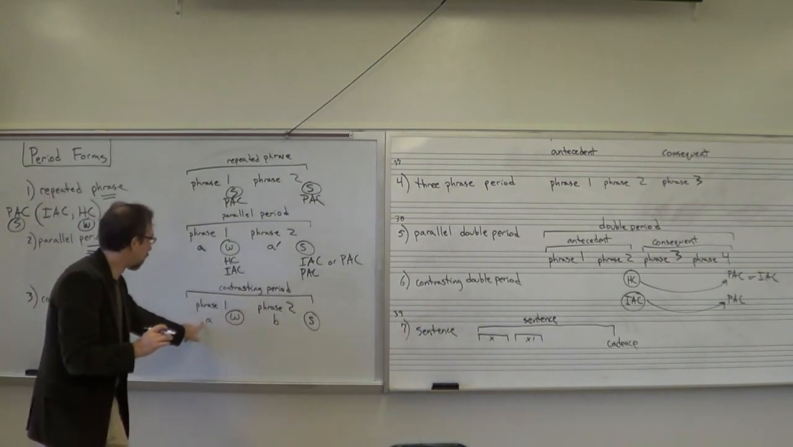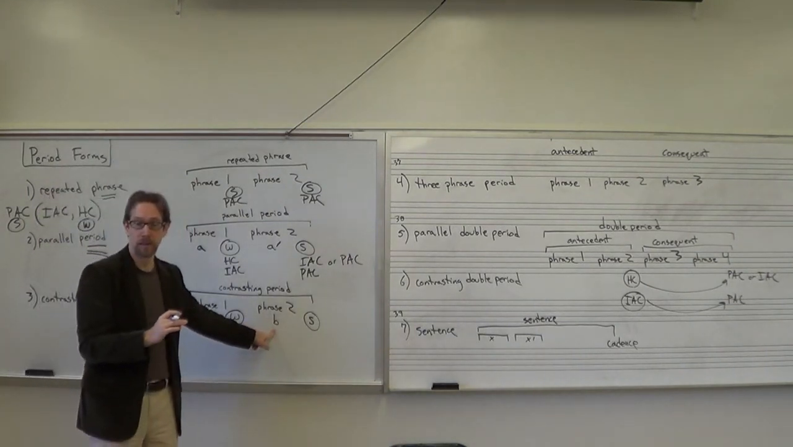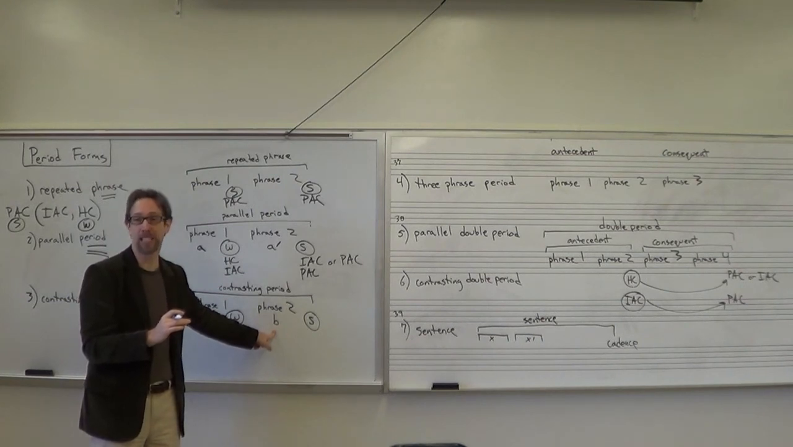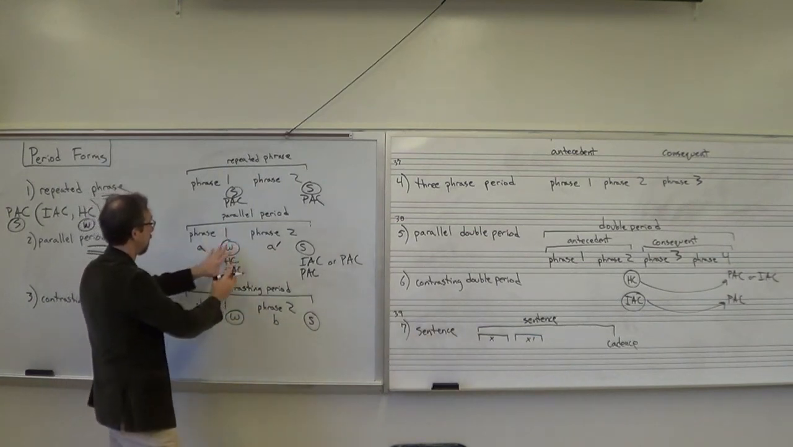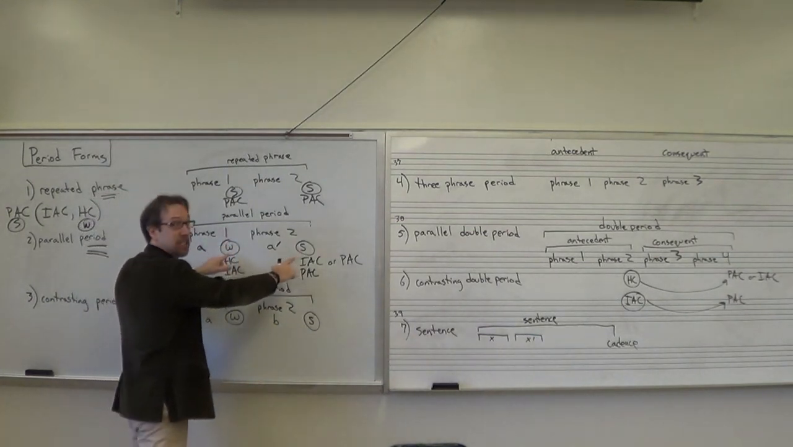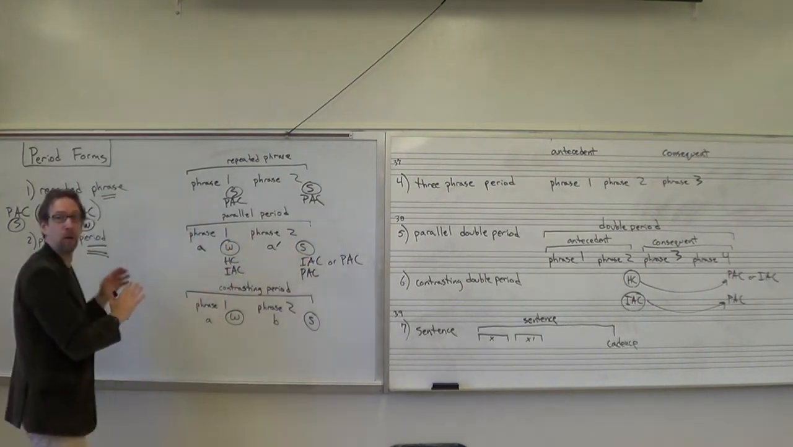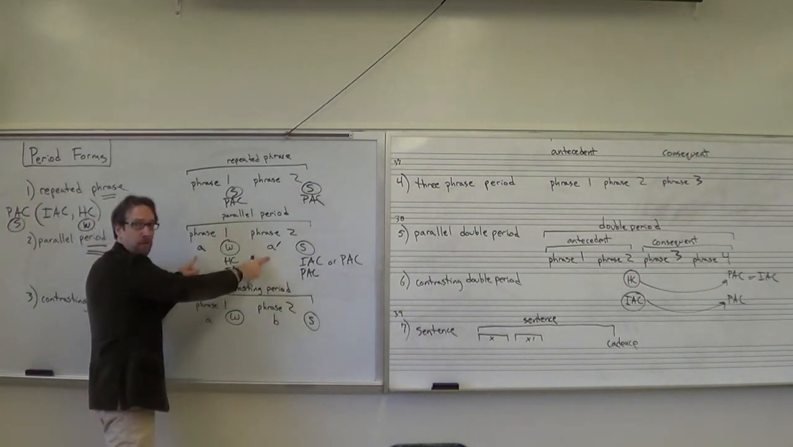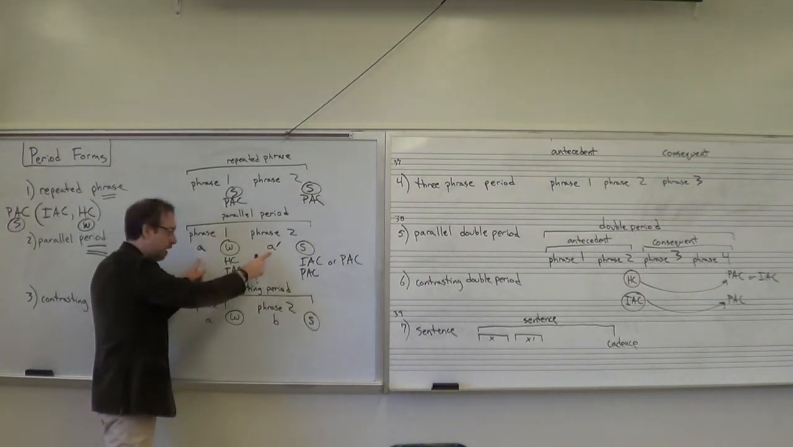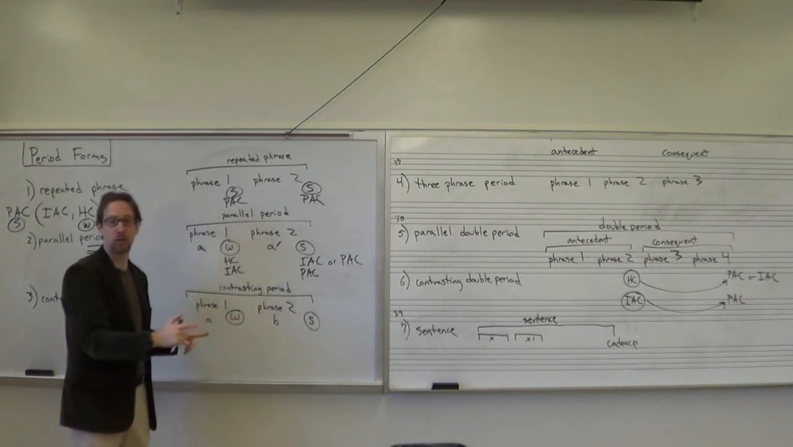When phrase 1 and phrase 2 are different, we call it a contrasting period. So, to review again, a period is determined by the cadence structure, weak, strong. The type of period, parallel or contrasting, is determined by the relationship of the phrases. If they're similar, it's parallel. If they're different, it's contrasting.